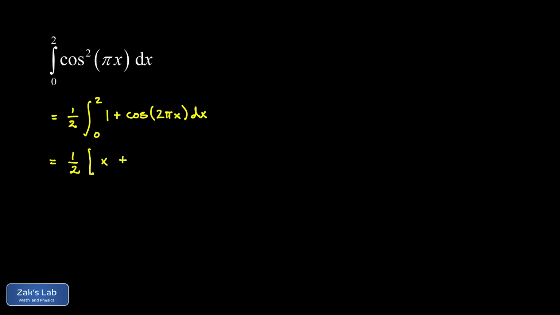In my second term, it integrates to 1 over 2 pi sine of 2 pi x. And there I'm just seeing the chain rule backwards. That 1 over 2 pi is there to make it so if I differentiate 1 over 2 pi sine 2 pi x, the chain rule produces a factor of 2 pi, and the 2 pi's cancel, and I get back to where I started. Now we're evaluating this all from 0 to 2.